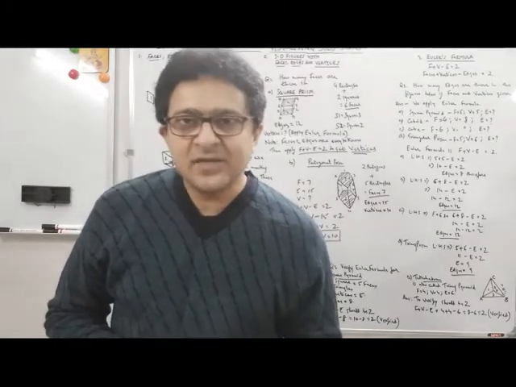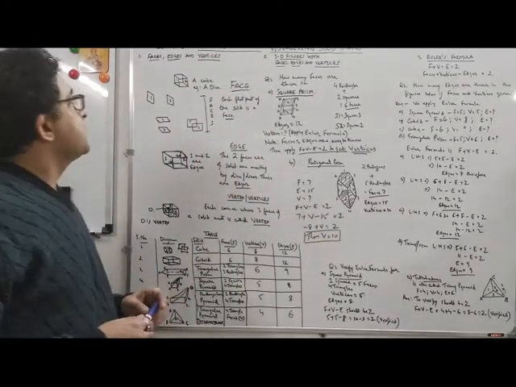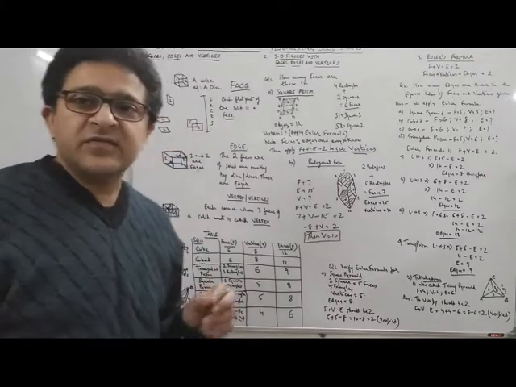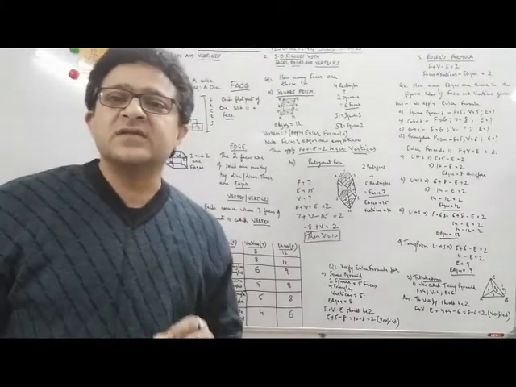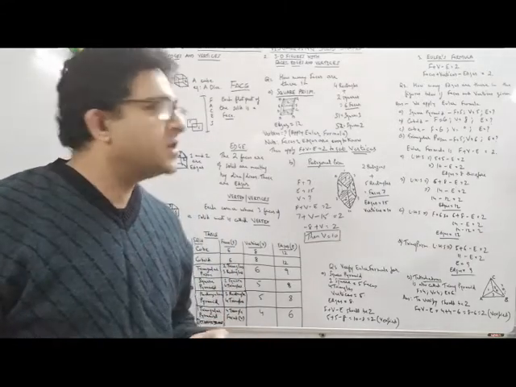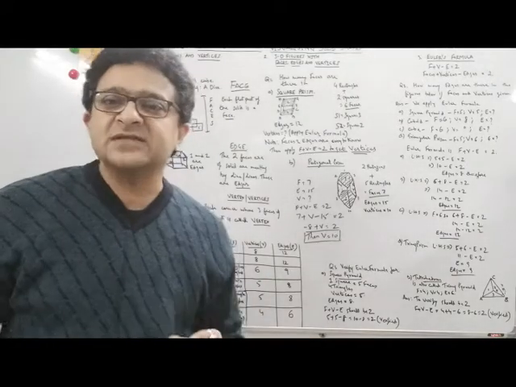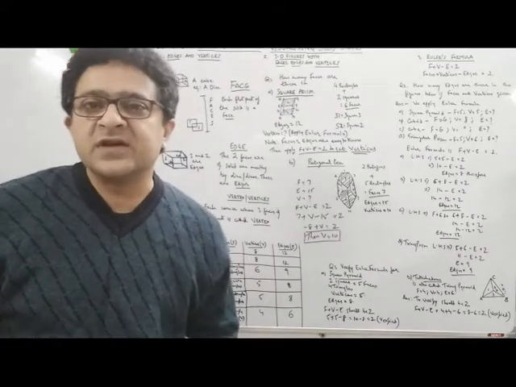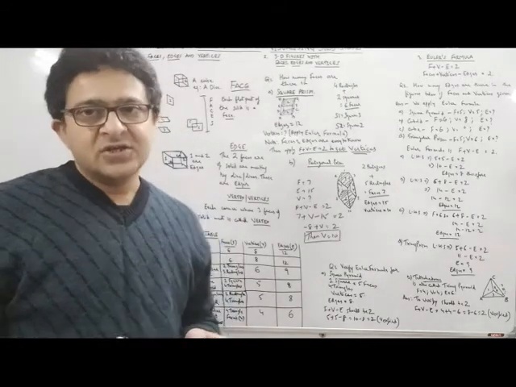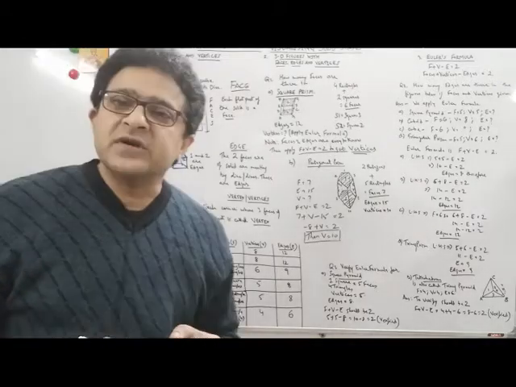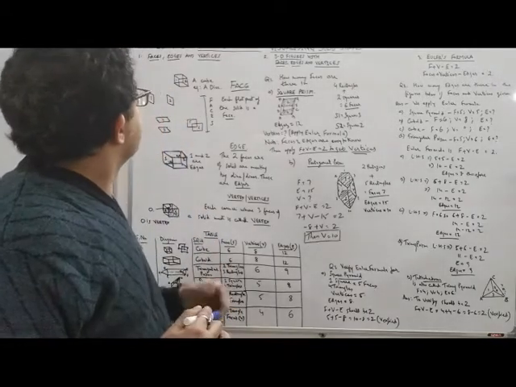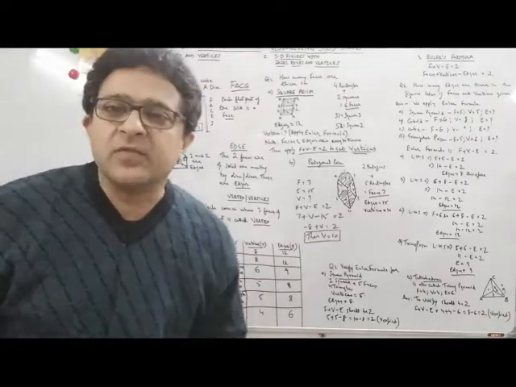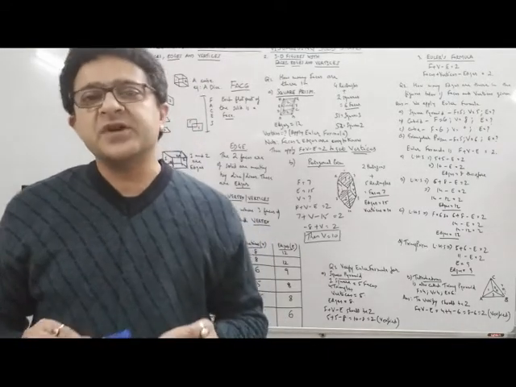So let's get started here. In this chapter I will tell you faces, edges and vertices, then 3D figures. Basically there are some 3-dimensional figures in this chapter which are important. Any 3D figure is a 3-dimensional figure which has length, breadth and height. We will take some important 3D figures, and once we know the faces, edges and vertices, then there is Euler's formula. These are the three things which are the most important in this chapter.